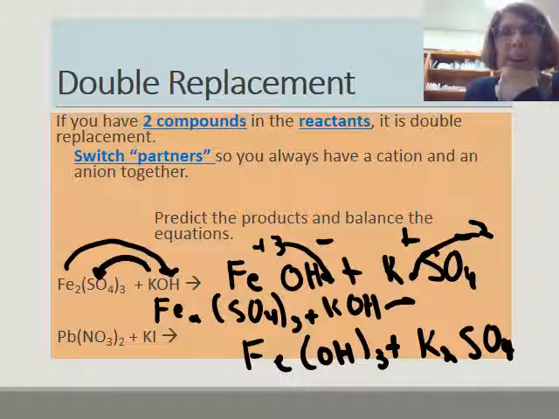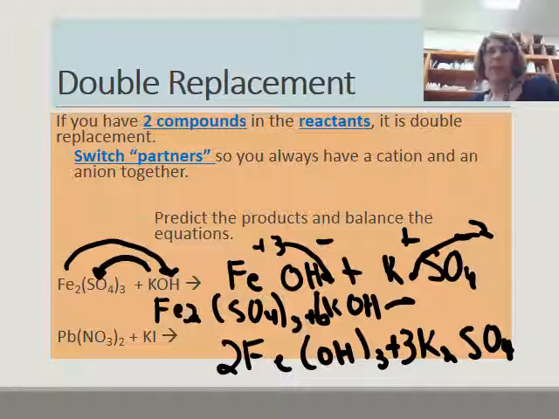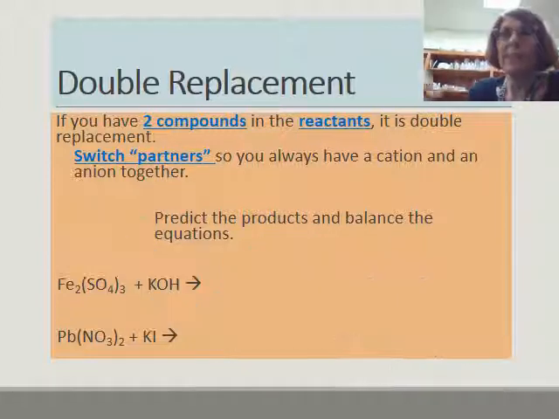All right, then we have to go back and balance it. We have 3 sulfates, so I'm going to put a 3 here. Now I have 6 potassium, so I'm going to put a 6 there. When I did that, it made 6 hydroxides. So I'm going to put a 2 here. This was a 2, so I think now it's balanced. So we're good to go. I'm going to go ahead and write this so we can do the next one.